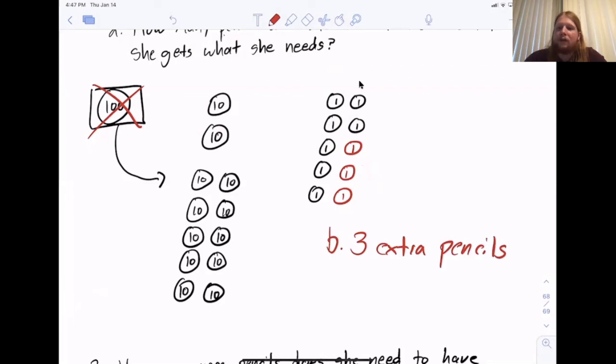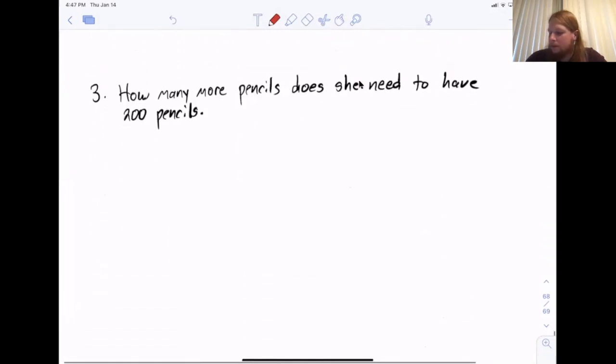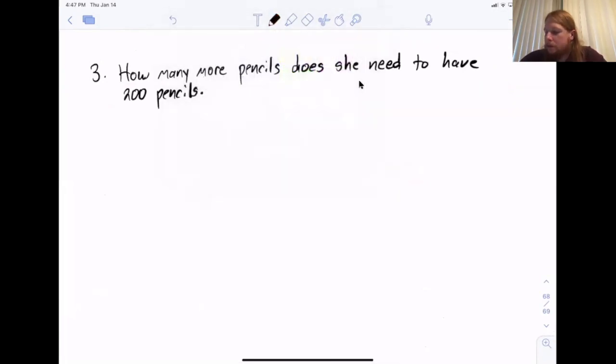All right, and now there's a part C. Oh my goodness, all of these problems for one problem. All right, let's read this one now. How many more pencils does she need to have 200 pencils?